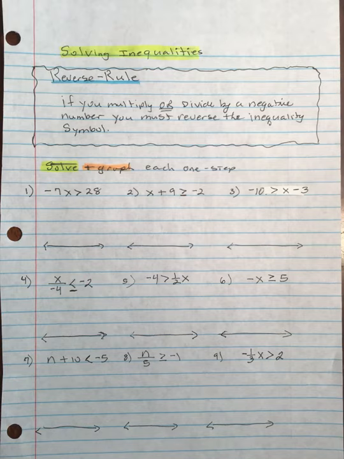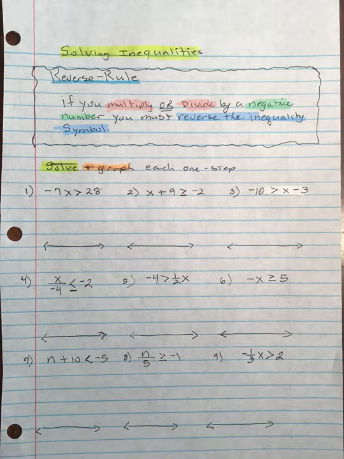Okay, when you're solving inequalities and you're doing your undo steps, there is a reverse rule. If you are ever multiplying or dividing by a negative number, you must remember to reverse the inequality symbol. So if you multiply or divide by a negative number, you must reverse the inequality. So let's look at the first problem.